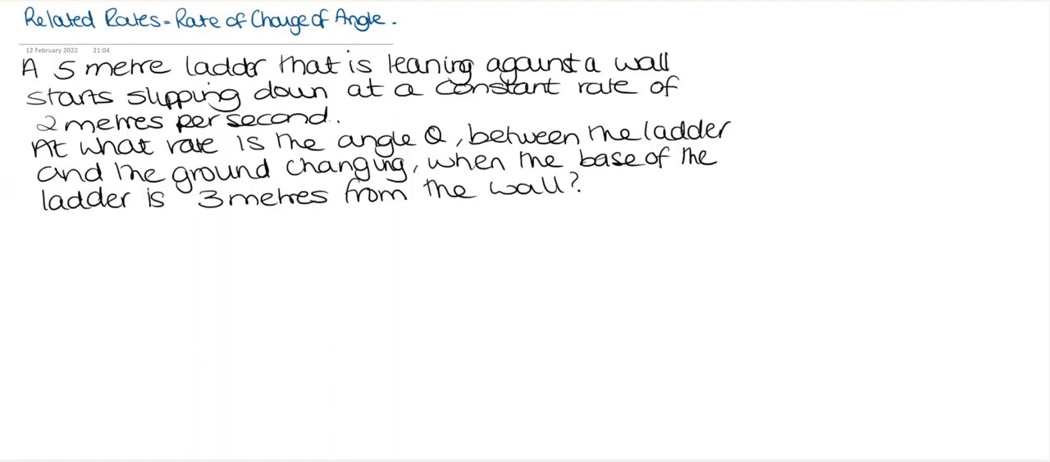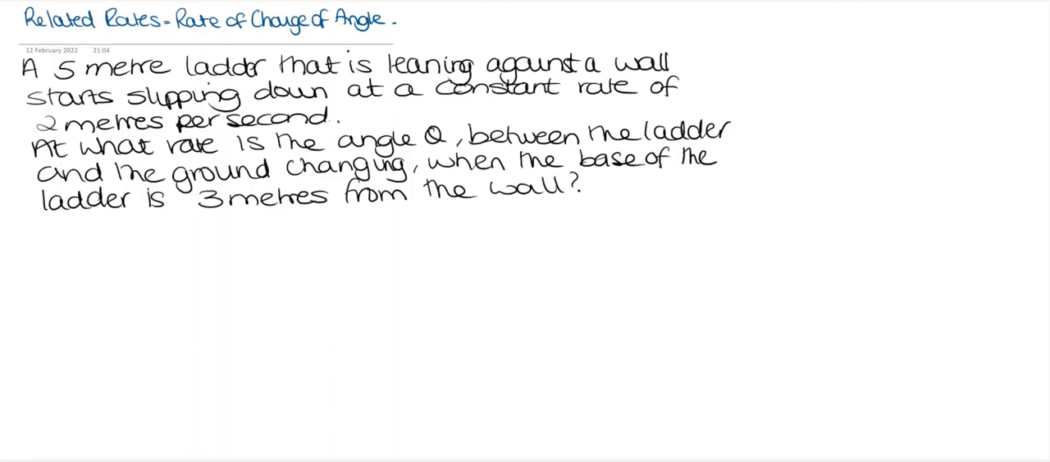Related rates question, rates of change. This time it involves an angle. So a 5-meter ladder that is leaning against a wall starts slipping down at a constant rate of 2 meters per second. At what rate is the angle theta between the ladder and the ground changing when the base of the ladder is 3 meters from the wall?